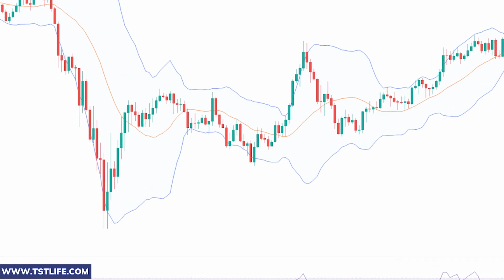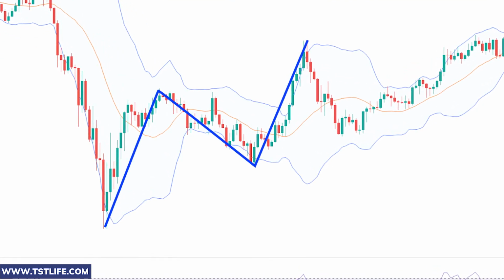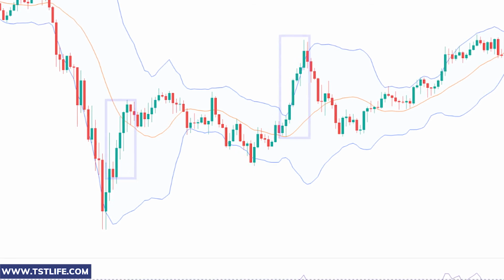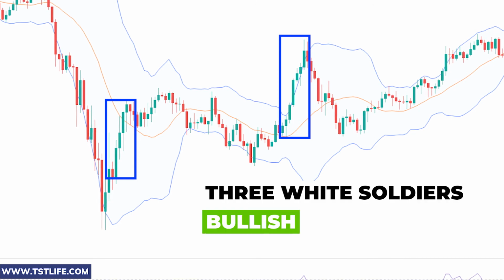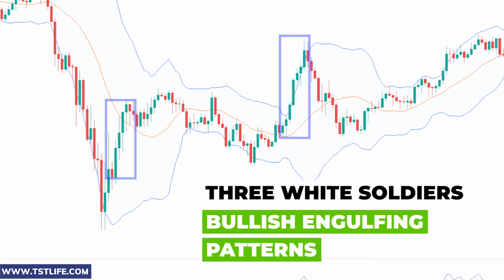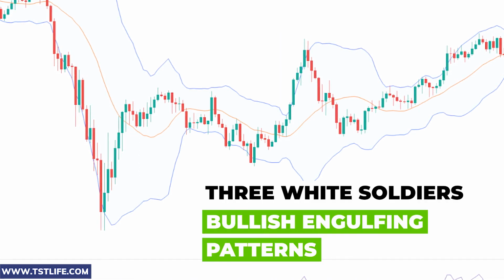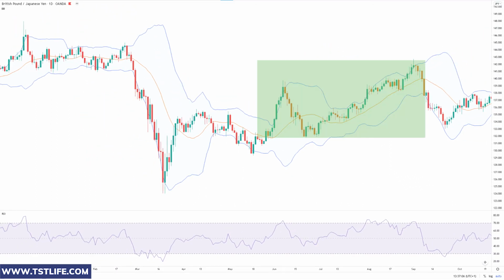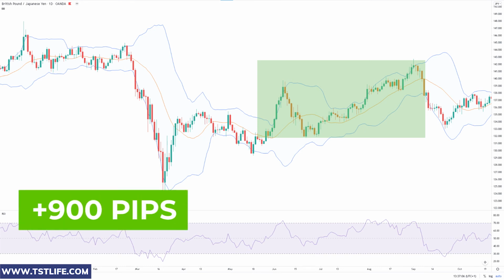We can notice that the market has made a higher high and higher low, and many bullish engulfing patterns are recorded together with two series of the three white soldiers, which is a bullish candlestick pattern used to predict the reversal of the current downtrend in a pricing chart. That would be enough to go long, and guess what? That's an easy 900 pips trade.